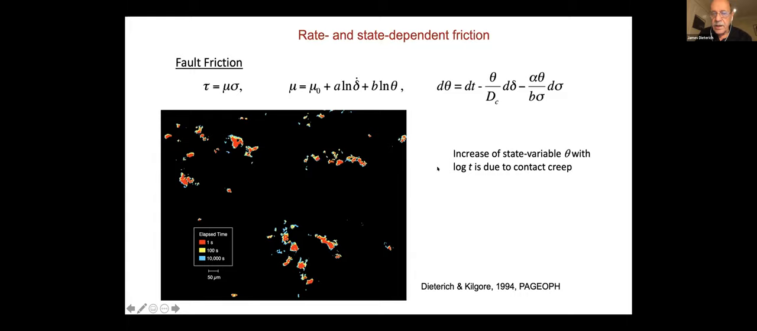Invariably, people ask, what is the state variable? Well, it seems to be a measure of the contact age, and it's apparently due to indentation creep. This is a microphotograph, a composite showing contact areas for 1 second time interval, 100 second time interval, and 10,000 second time interval. You can see that the contacts are creeping, they increase in area, and that appears to be the origin of the state effect.